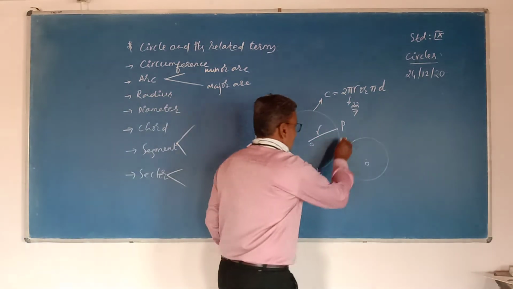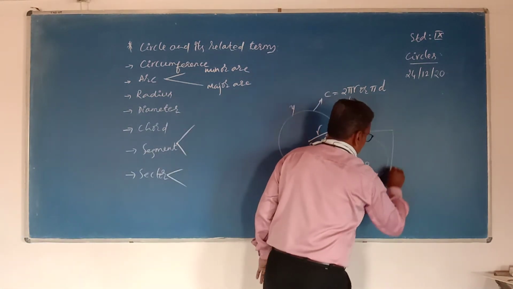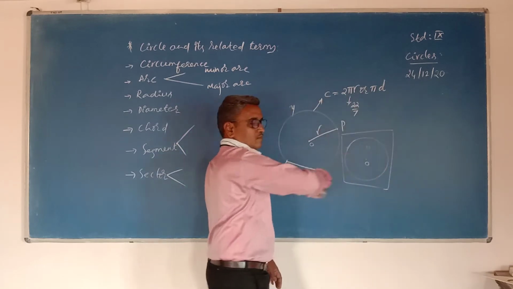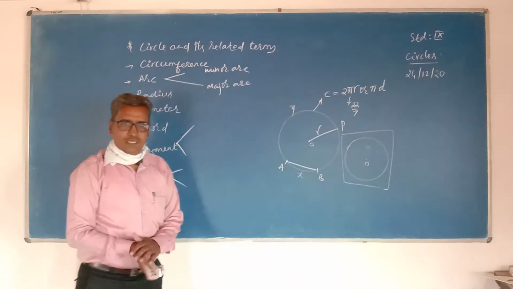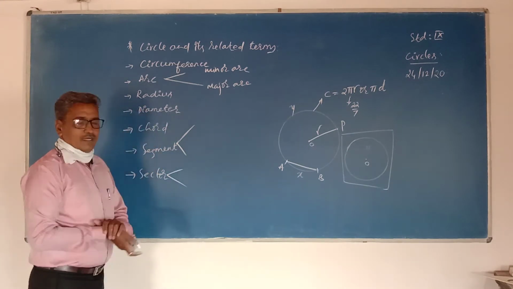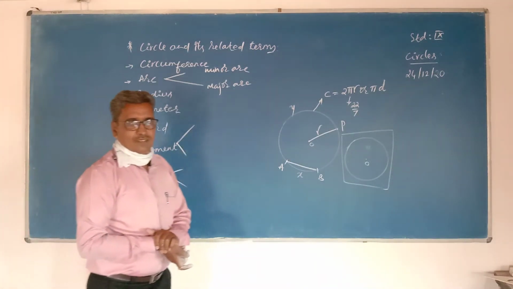And also you can tell, now if it is written in this way, this is the interior part, this is the exterior part. Interior and exterior. Now radius. What is diameter?